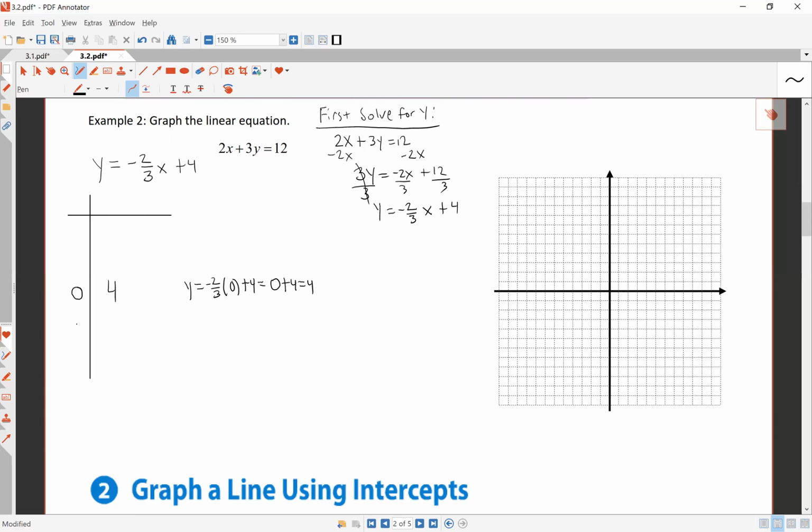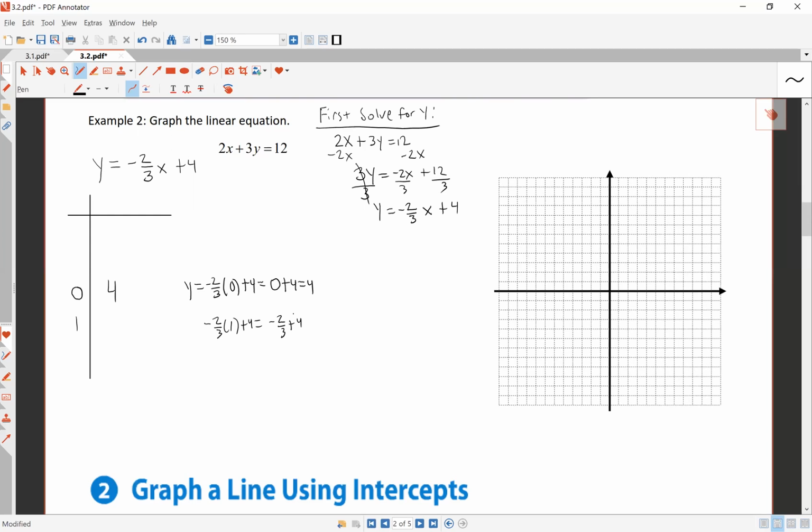And if you plug in x equal to 1, you'll get negative 2/3 times 1 plus 4, which is negative 2/3 plus 4, which gives me a fraction. I don't want to get a fraction. If I can get around it, I will. And so rather than plug in x equal to 1, since we recognize that this denominator is 3, only use multiples of 3 for your x values.